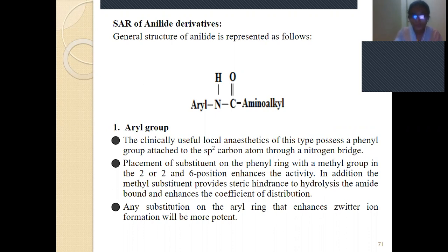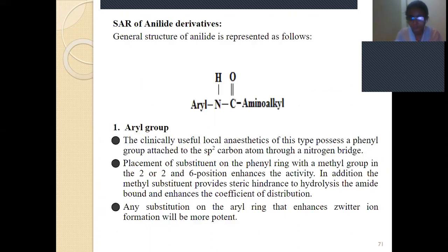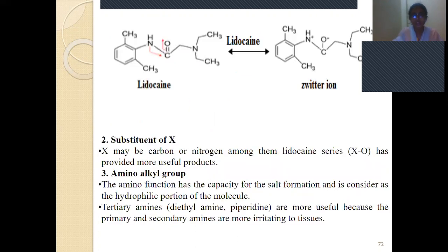In addition, the methyl substitution provides resistance to hydrolysis of the amide bond and enhances the partition coefficient. Any substitution on the aryl ring enhances the zwitterion formation and makes it more potent. For example, lidocaine forms the zwitterion. Next, substitution of the X. X may be carbon or nitrogen atoms. It has some more useful products.